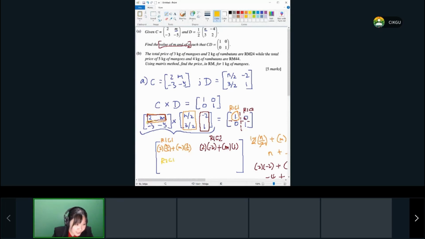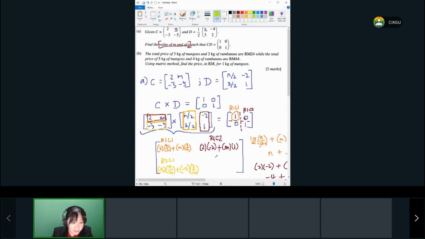So I use second row and first column. Okay, so -3. So you use the idea -3 times M over 2 plus -5 times 3 over 2. Of course, this one you can simplify, but no need, I'm just completing this so that you can see, for your sake only.